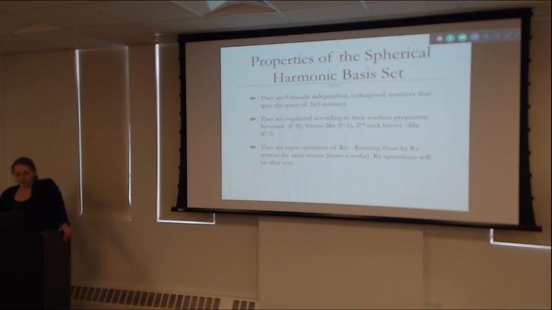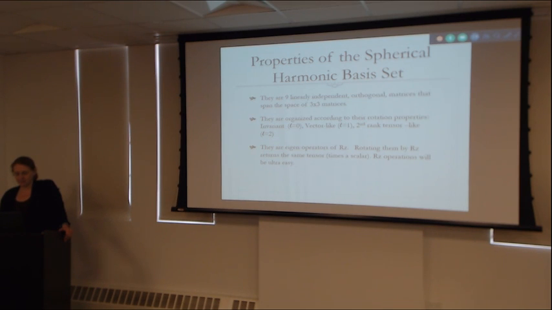Just to sum up where we were, we have a basis set by which we can express any 3 by 3 matrix. It's 9 linearly independent orthogonal matrices that span the space. That means they can be used to express any combination. But they're neat. They're the best basis set because they're organized according to their rotation properties: the invariant, the vector-like, which is a first rank tensor, and the second rank tensor, L equals 2.